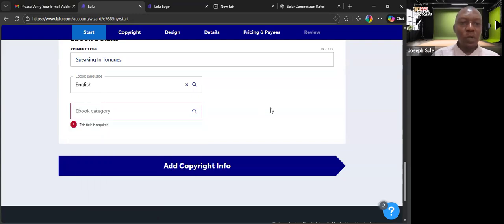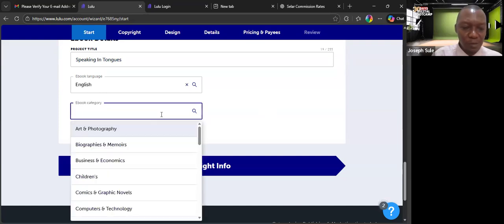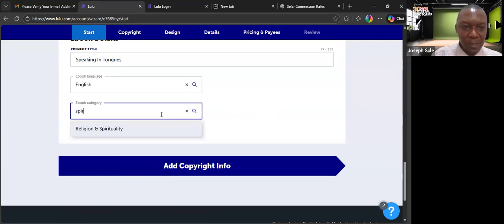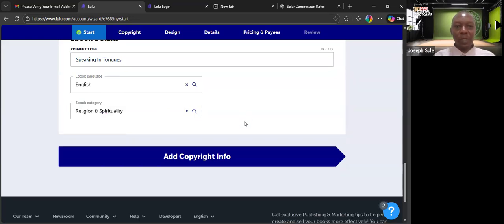And then what is the category of this ebook? Is the ebook a poem? Is it written for young people? Is it about music? This book is about spirituality. So let me search and see if I'm going to get something like that. Yeah, religion and spirituality. So I will pick this. Okay, and then watch what happens here.